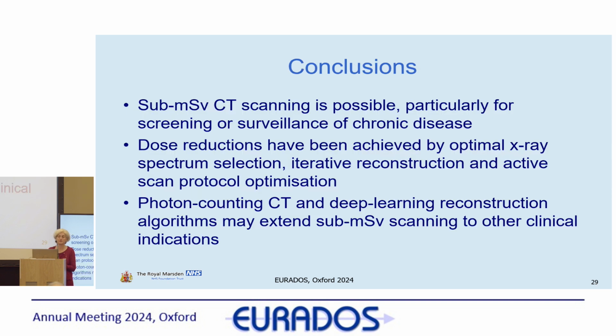So, in conclusion, I would say that sub-millisievert CT scanning is possible, particularly if the clinical indication is screening for disease or surveillance of chronic disease. We've achieved those reductions by optimal X-ray spectrum selection, iterative reconstruction, and active scan protocol optimization. We are at the moment on the cusp of photon counting CT and deep learning reconstruction algorithms, so we hope that they will extend sub-millisievert scanning to other clinical indications.